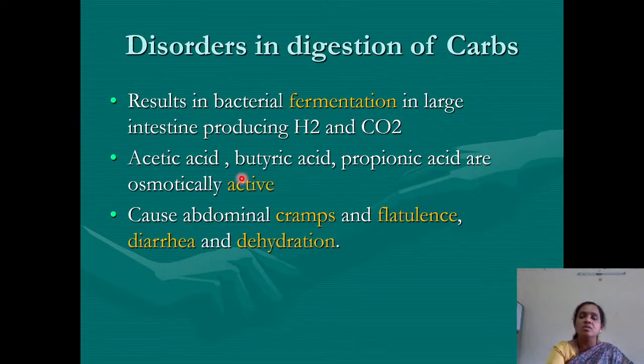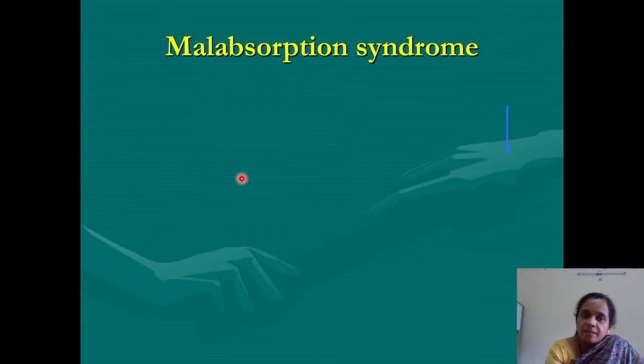These are the things that will be caused, because if the carbohydrates are not digested properly, this being carbohydrates, a very good medium for the bacteria to grow, the bacteria will further ferment the glucose to form hydrogen and carbon dioxide. So these are the disorders that we see with the carbohydrates in the diet.